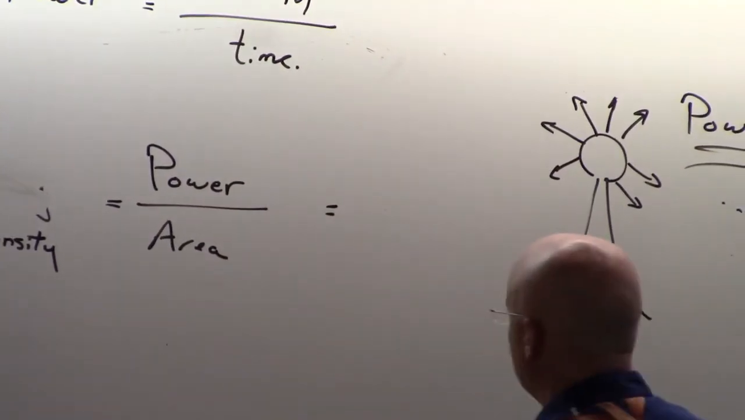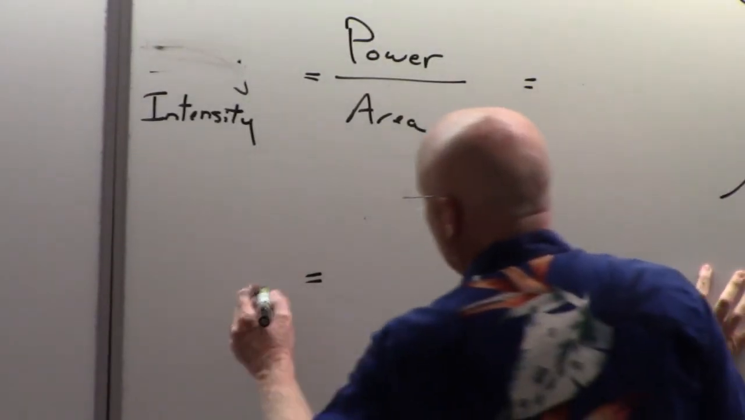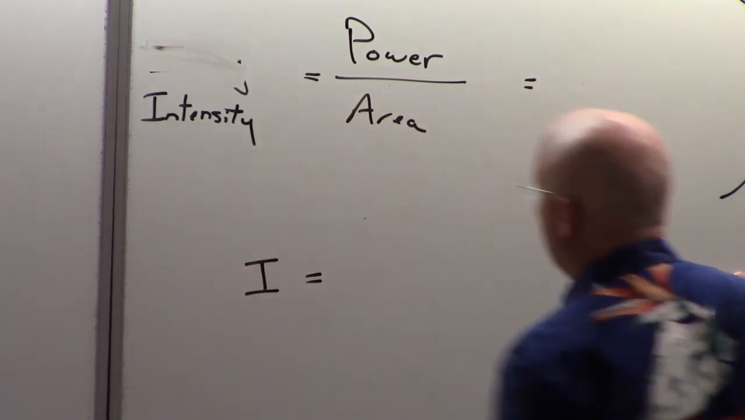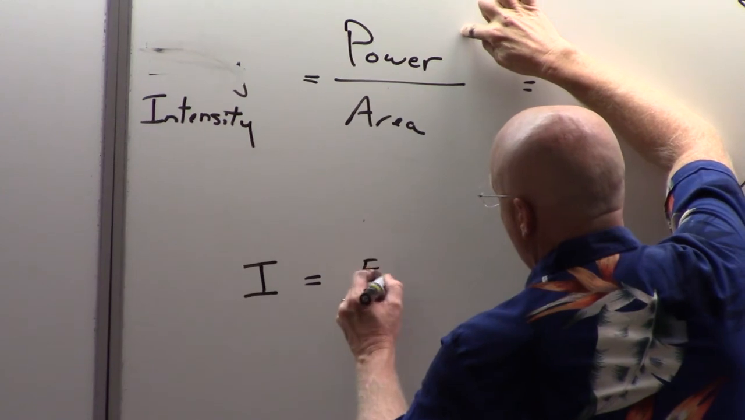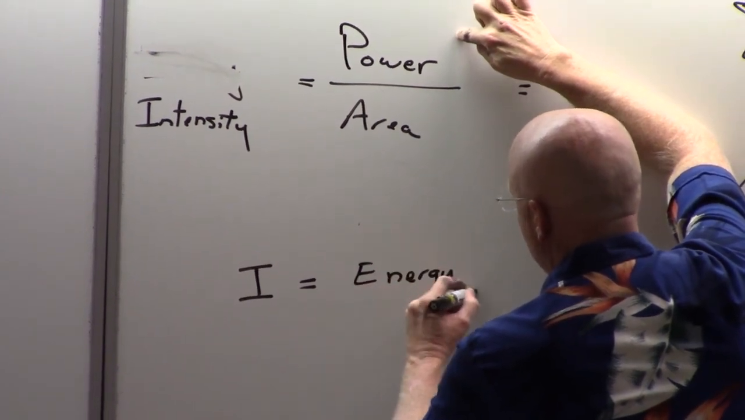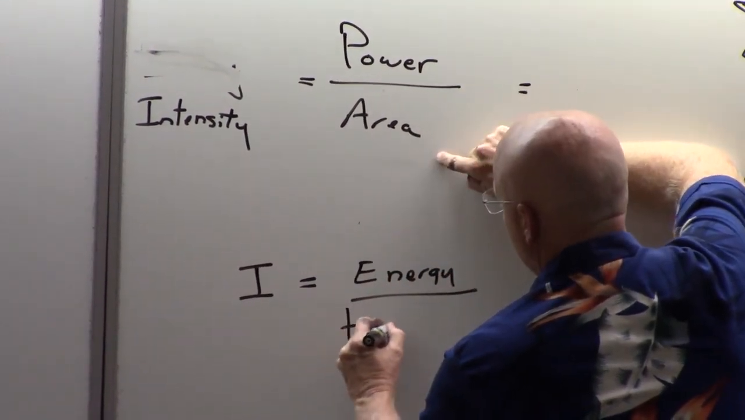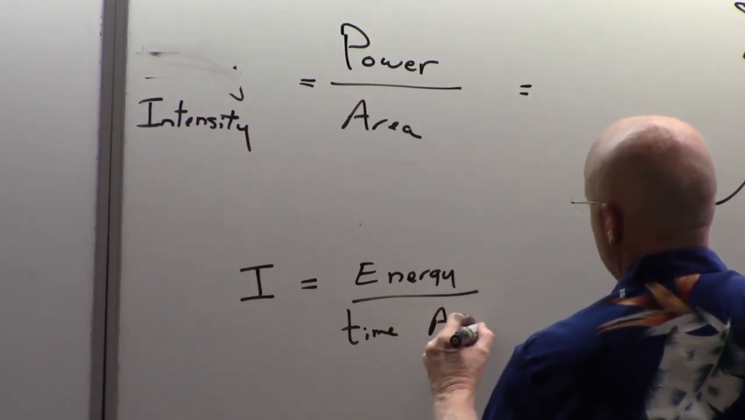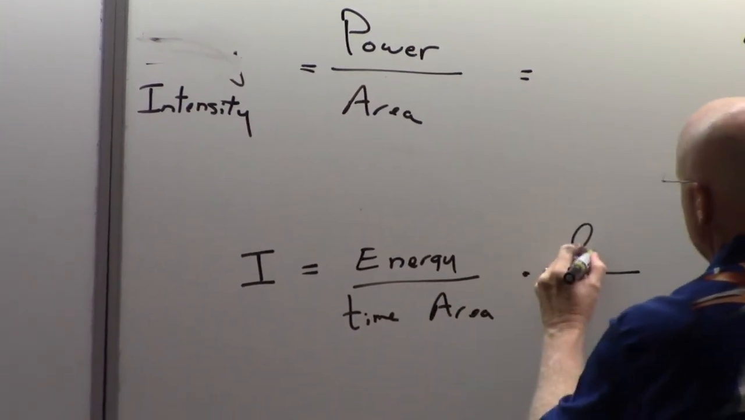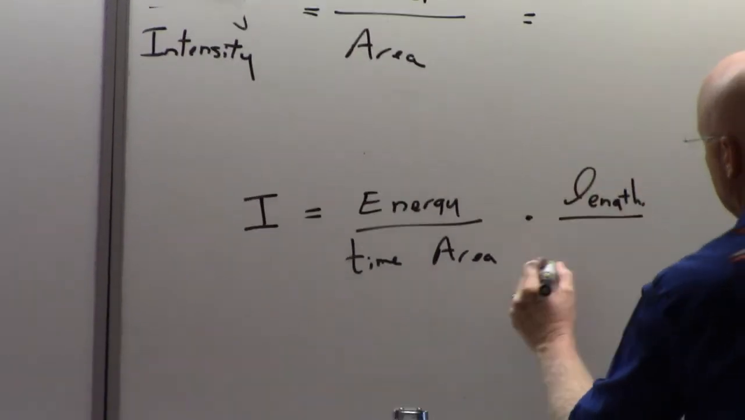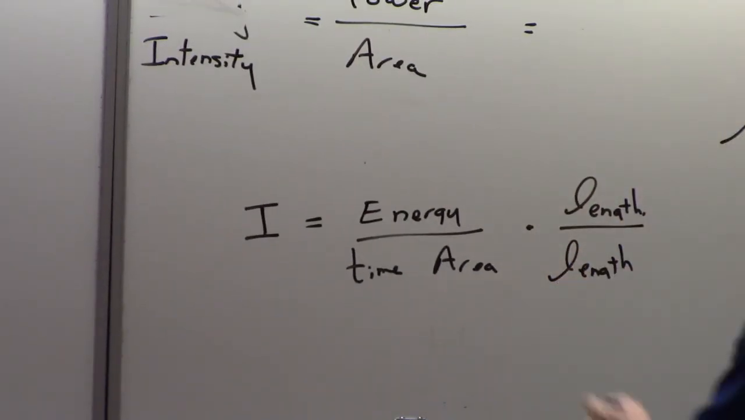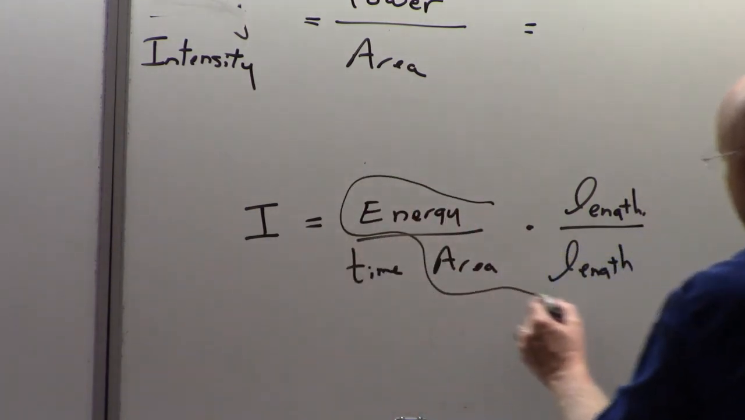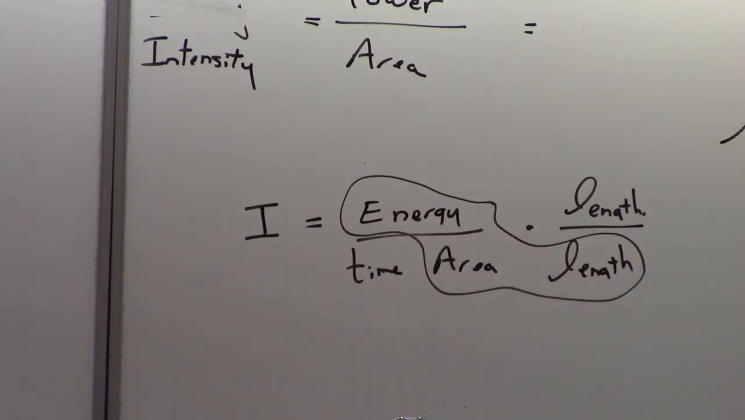Oh, I don't want to erase that. I want to leave that picture there. Let me jump down here. So let me leave this as the symbol I here for a second. And let me put power as energy over time, and then include area. Let me multiply by length over length.